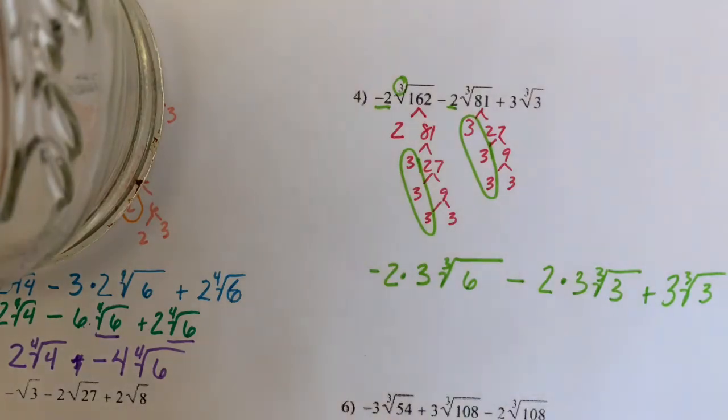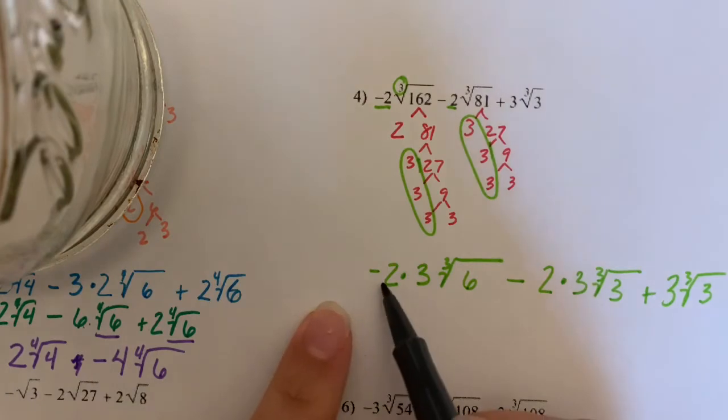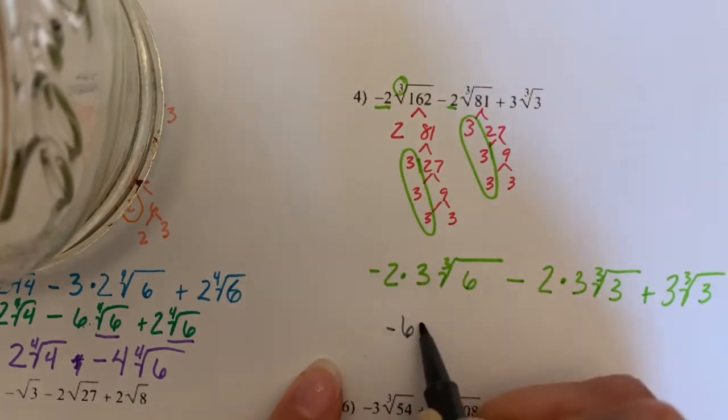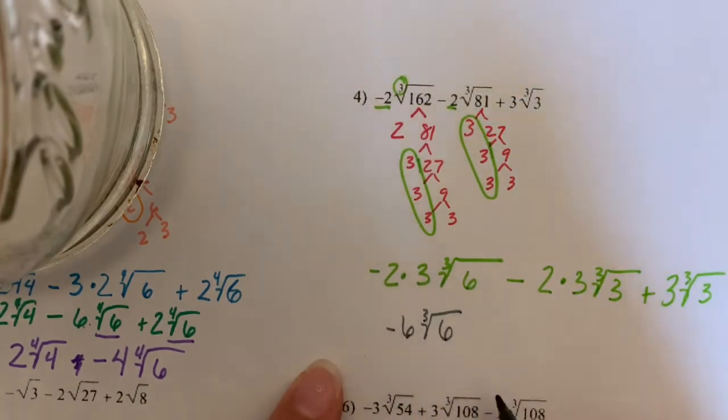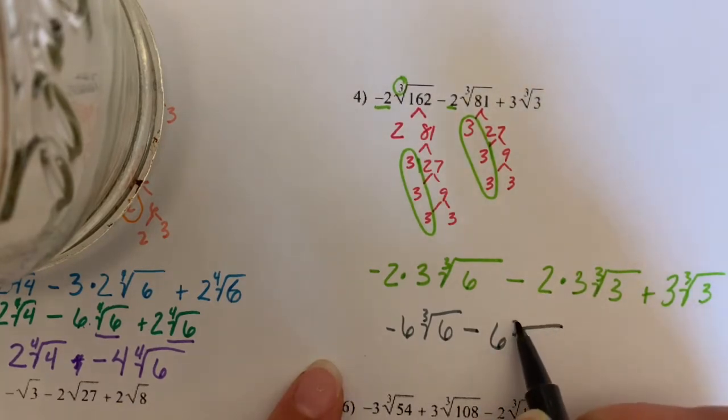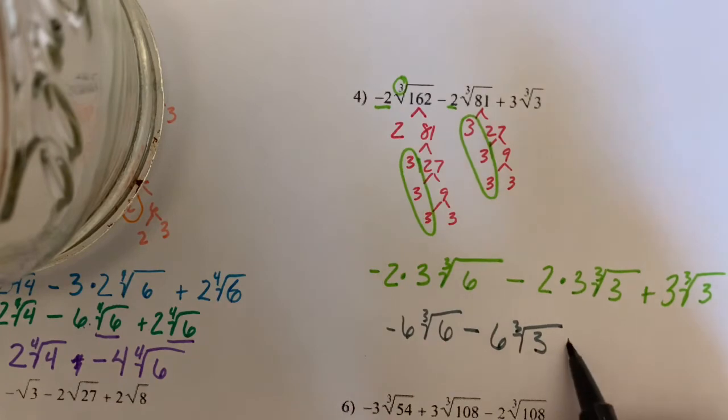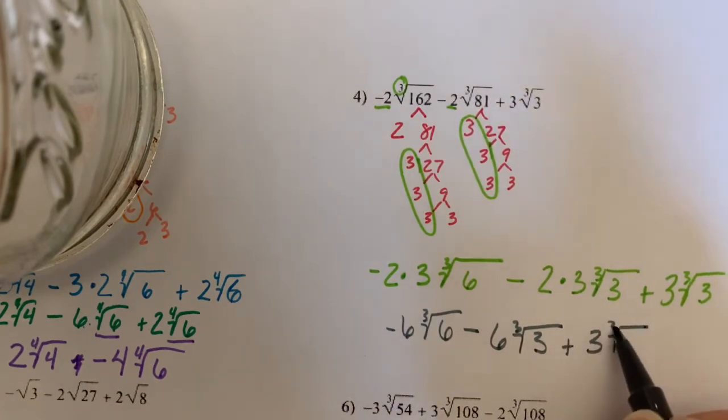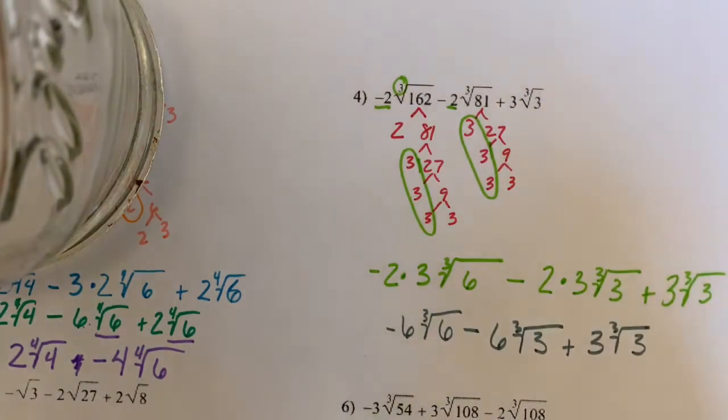Now let's do that multiplication so that we can see what it is. I have negative 2 times 3 is a negative 6 cube root of 6, minus 2 times 3 is 6 cube root of 3, plus 3 cube root of 3. So now all I'm going to do is identify which ones are like, which is my cube root of 3 and my cube root of 3. So those can be added together.